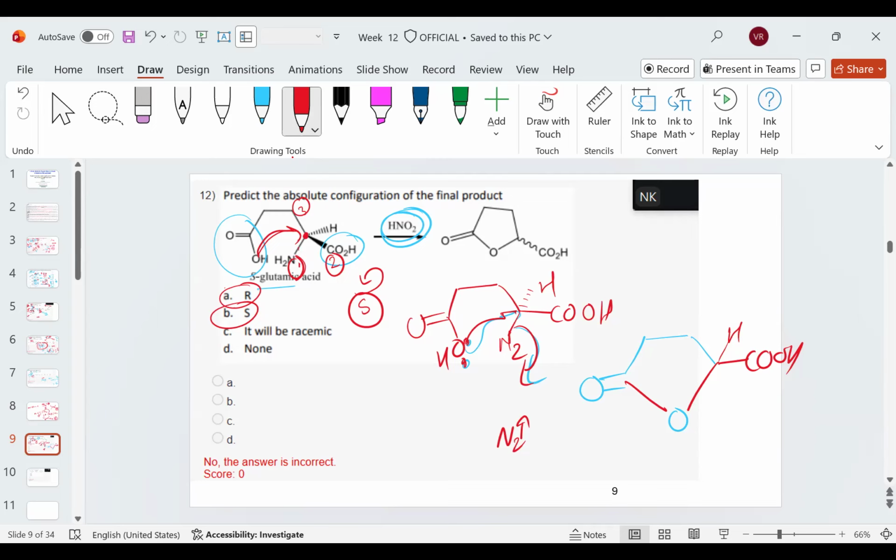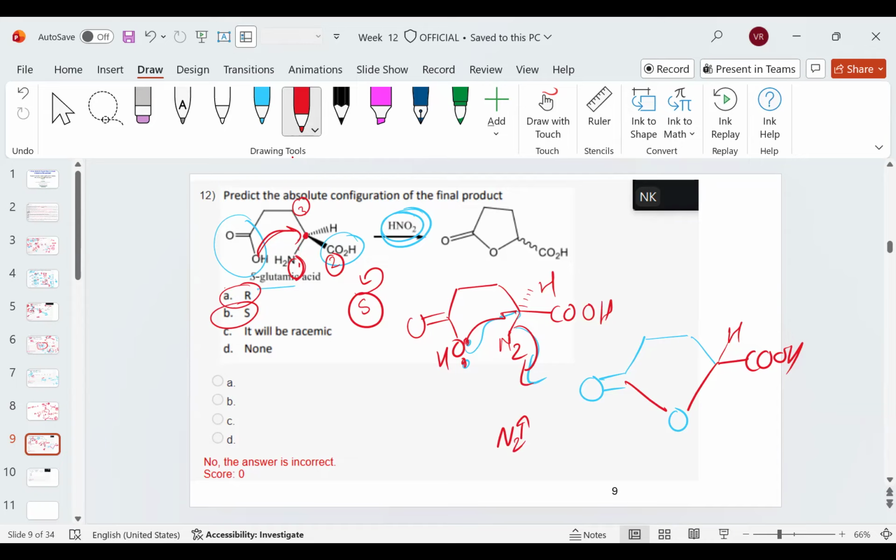Actually, in this diazo chemistry reaction, I saw it is going by N2 gas evolution. That means the carbocation is forming first. I did not see a direct attack with nitrogen leaving. First, nitrogen gas goes out, then the carbocation is generated, then OH is attacking. That's why I've given it. It will be racemic, but my answer is wrong.